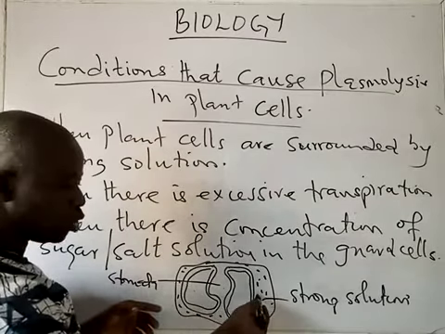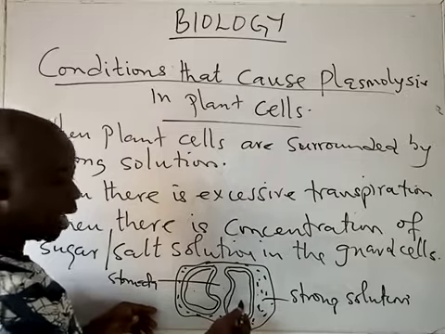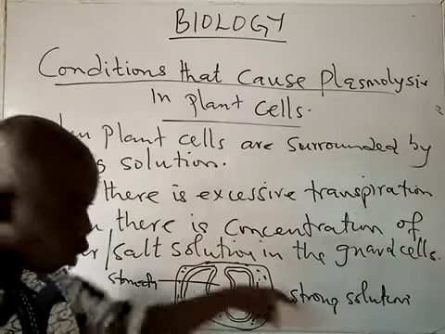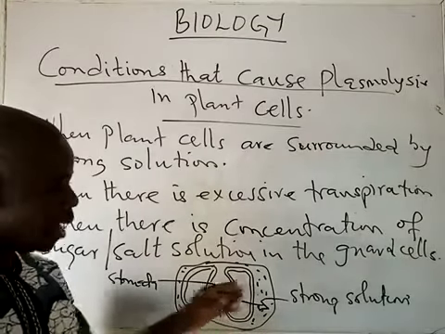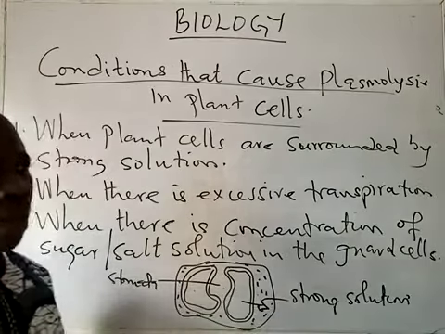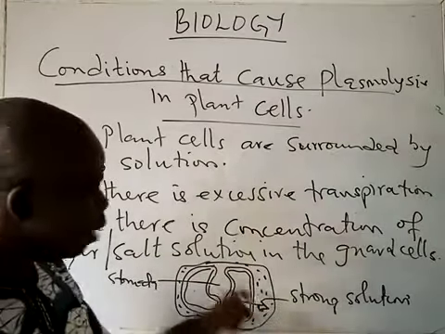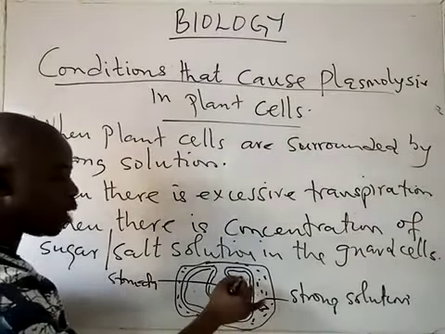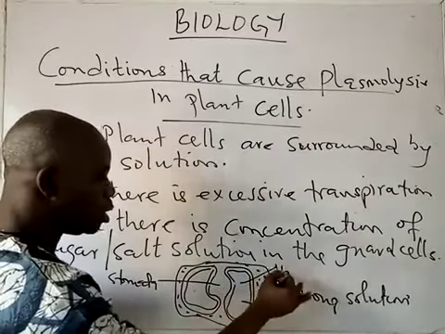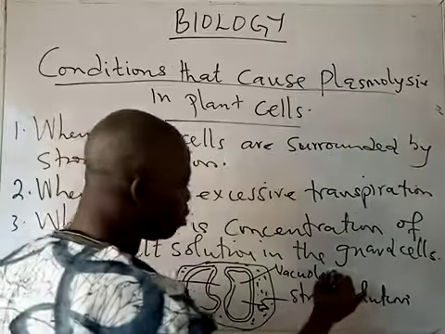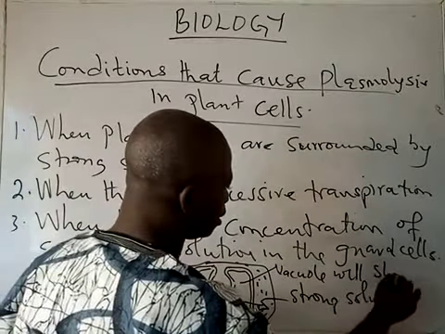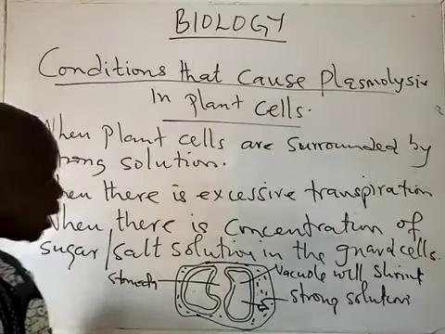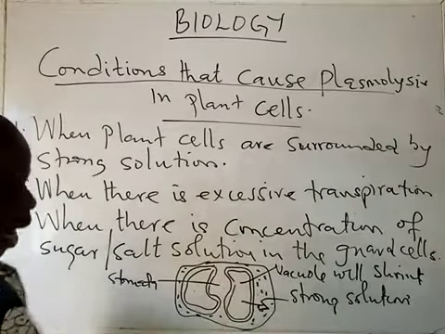Then if this is strong solution, we expect that there will be exosmosis. Water molecules will move towards the strong solution from the weak region, and that will always keep water away from the cells of the guard cell. And if that takes place, this vacuole inside will shrink. It will lead to shrinkage of the vacuole, and it will pull the cytoplasm away from the cell wall of the guard cell.